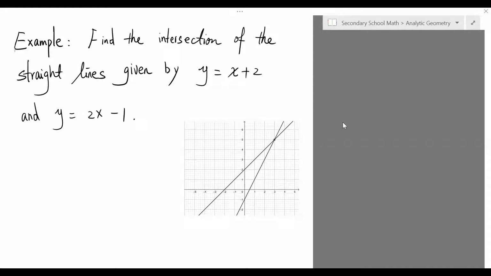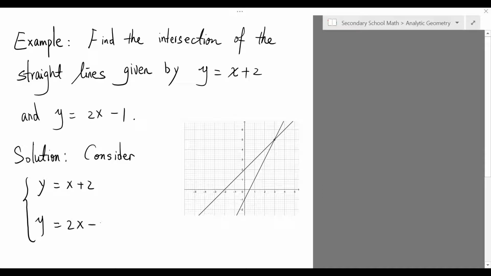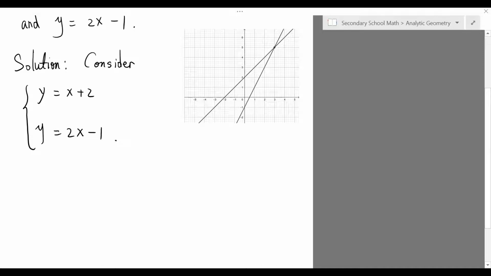So what we're going to do is set up an equation system consisting of both of these two straight line equations. That is, to solve this problem, we're going to consider the system of equations consisting of y equals x plus 2 and y equals 2x minus 1. If we're able to solve this equation system, namely, find x and y that would solve both of these two equations simultaneously, then those two numbers, x and y, are going to serve as the coordinates of the point at the intersection.